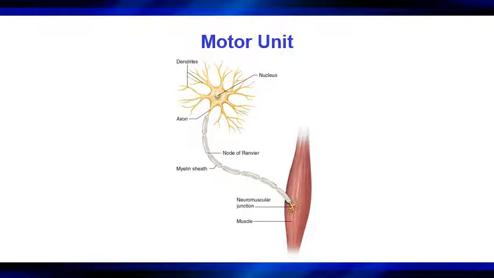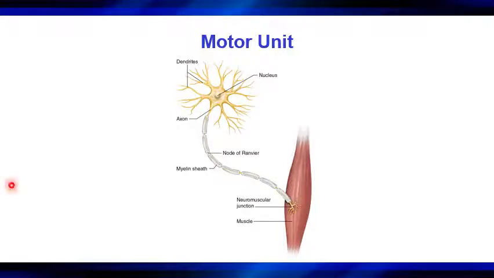Just to define what a motor unit is: a motor unit consists of a motor neuron, which is what you're looking at in the picture, and the fibers of the muscle that it innervates. And they're typically a group of muscle fibers. Typically they say around several hundred muscle fibers per motor unit.